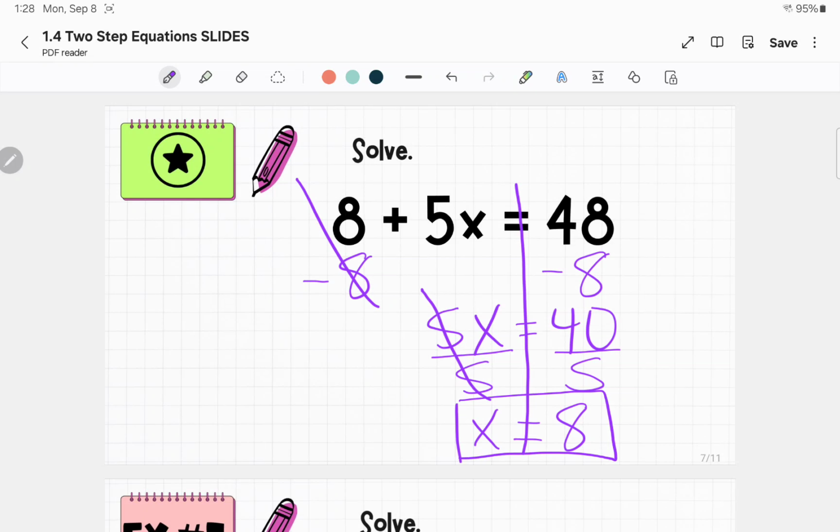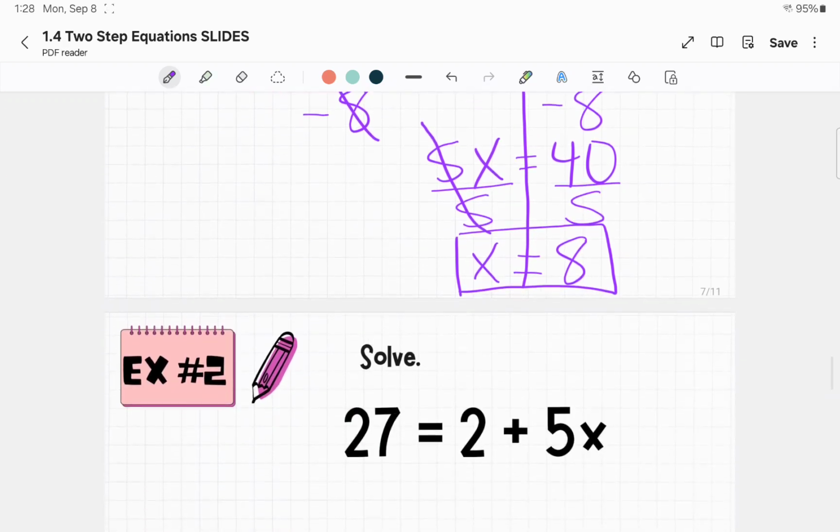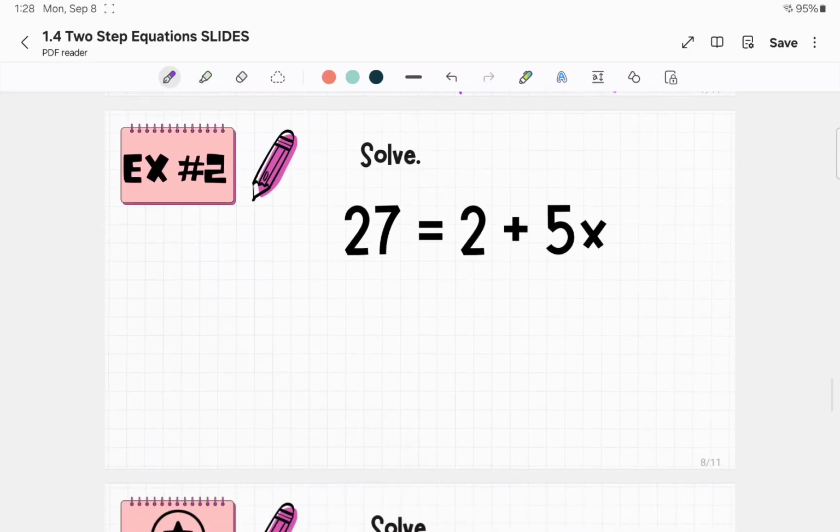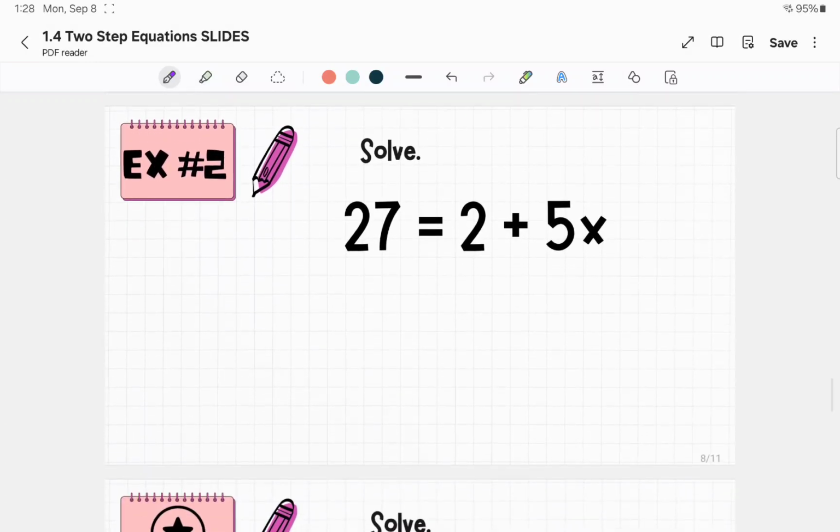If you did not get x equals 8, if you have any questions, please pause the video and come find me. All right, let's do example number 2. So I want you to go ahead and write this down in your notebook.